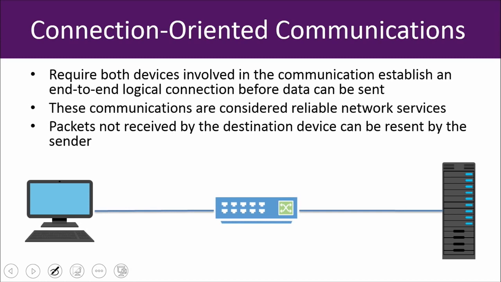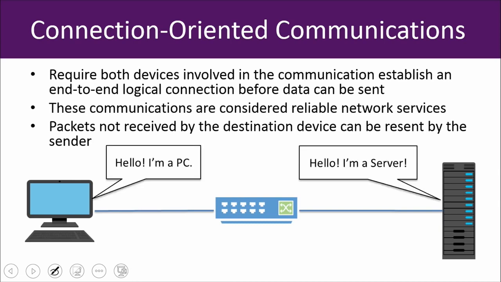Connection-oriented communications require that both devices involved in communication establish a logical connection. So it's like, hello, I'm a PC. Hello, I'm a server. Right, so they establish communication. This is considered sort of, I guess you would call it, a reliable network service, because if you have established communication, if you're doing this in person with two people, you would know the other person, you would know who they are, and all of a sudden they become more reliable.